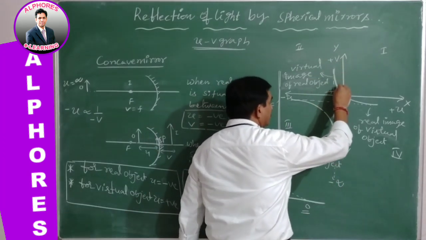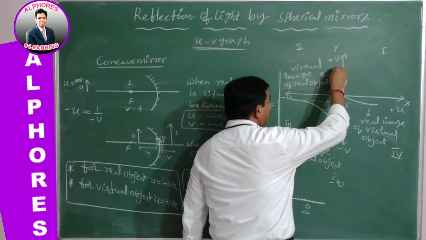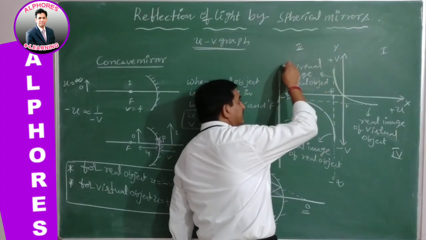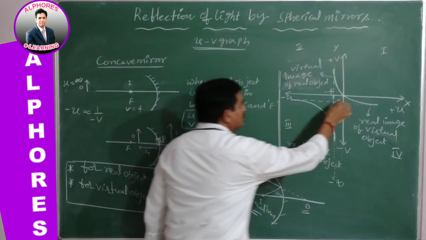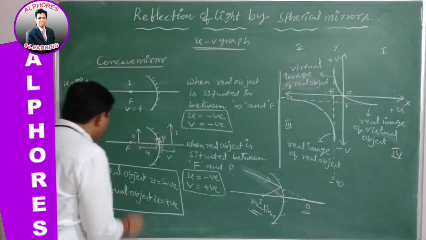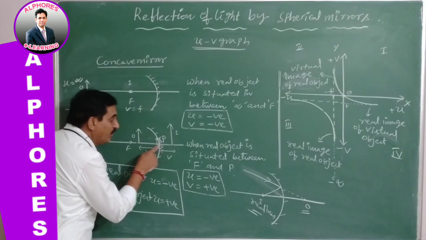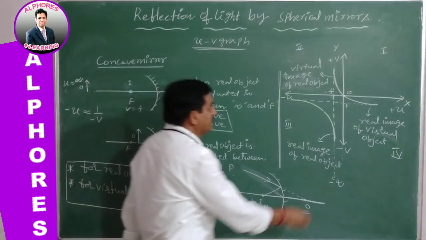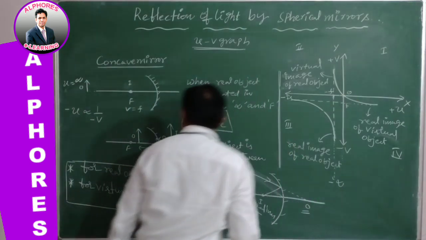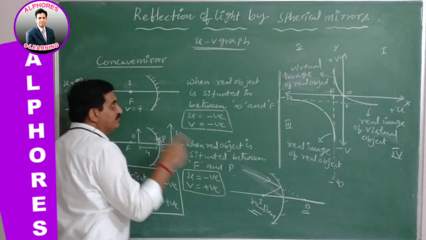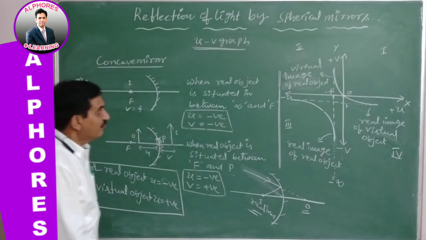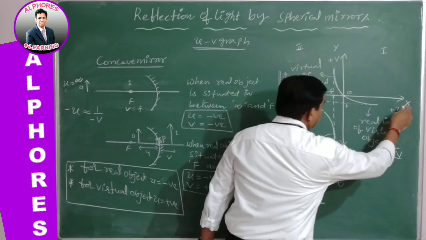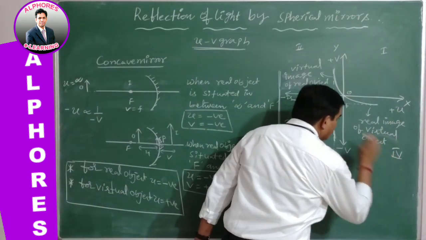The discontinuous curve will start from the positive side of V and start in the second quadrant, which is also a rectangular hyperbola, which indicates that this is the origin. So the object is touched with the pole and the corresponding image is also touched with the pole over here. Therefore, here it is a virtual image of a real object. And further it is extended, that comes into the fourth quadrant.